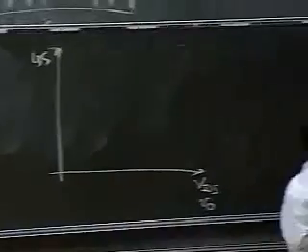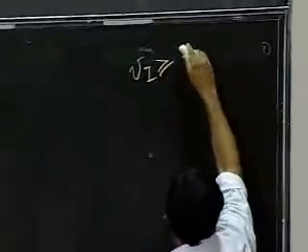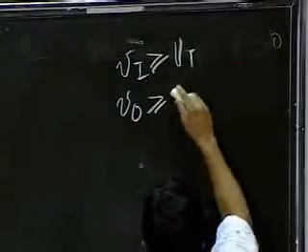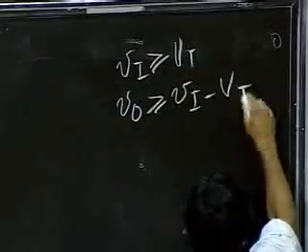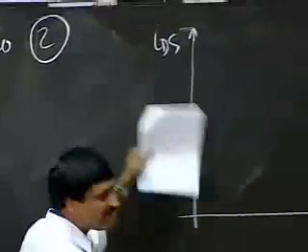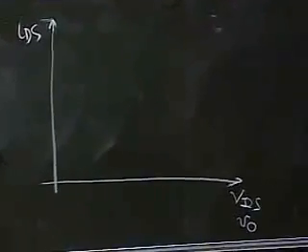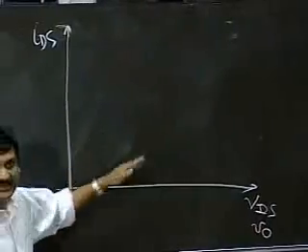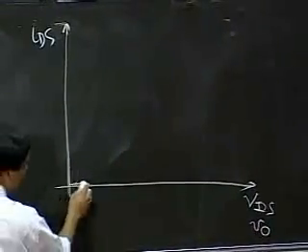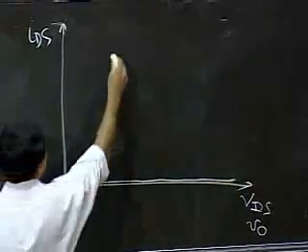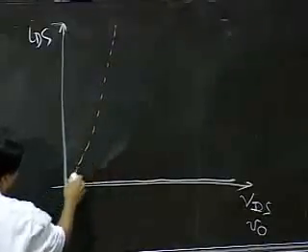And just for our reference, remember that Vi must be greater than Vt for saturation operation. Similarly, Vo should be greater than or equal to Vi minus Vt for saturation operation. Those are my limits. The way we got the load line graph was we superimposed the load line equation over the device characteristics. So let me plot the device characteristics in the saturation region.